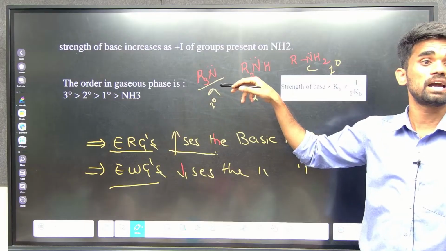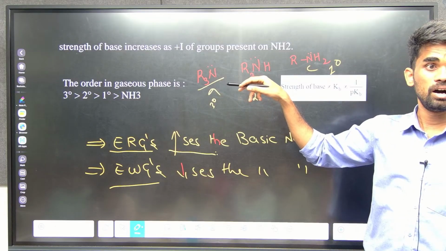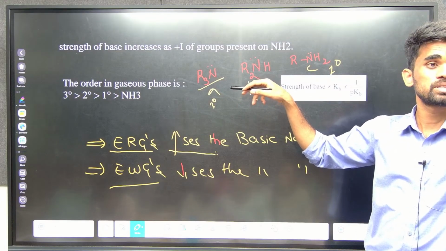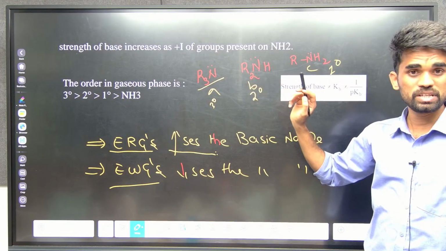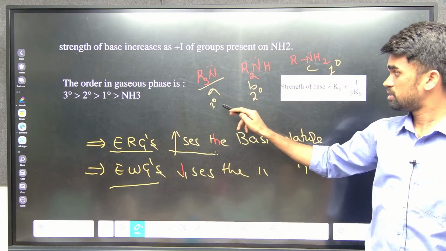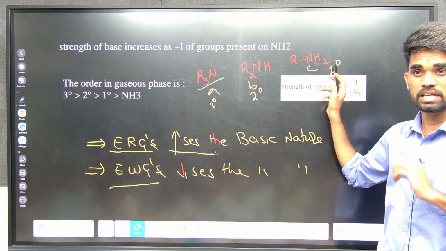What about the nature of the alkyl group? So more the number of releasing groups, more basic nature. So which is more basic? 3, 2, least one is 1.